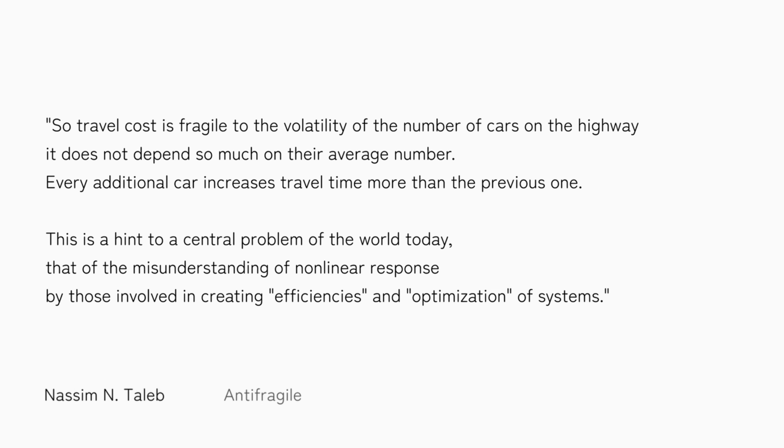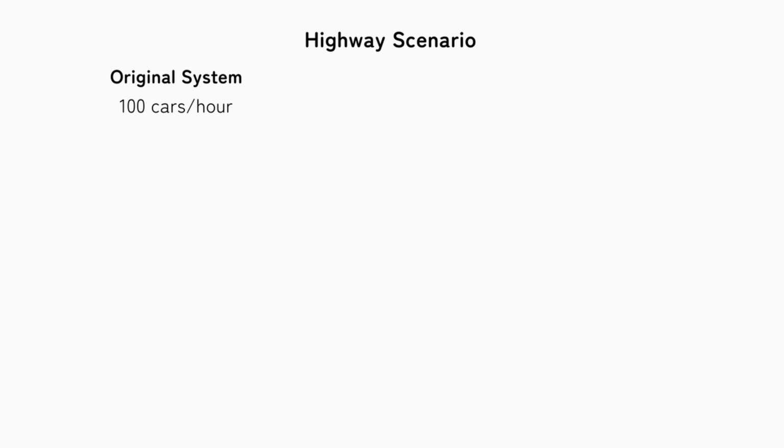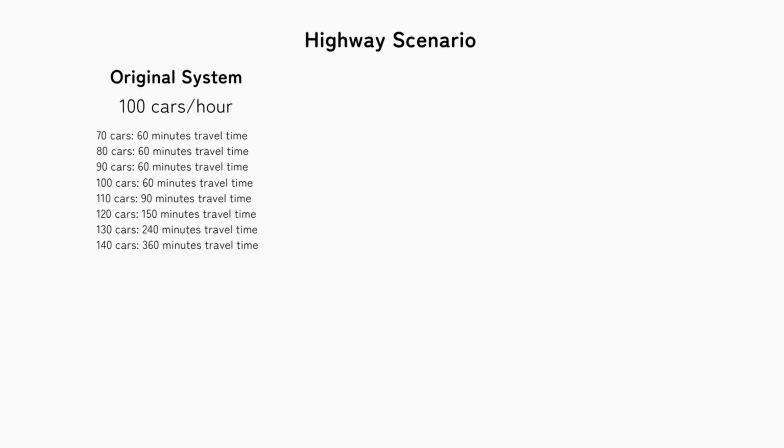To better understand this quote, let's visualize it in an example. Imagine a highway with a capacity of 100 cars per hour for optimal flow. So the system is designed for 100 cars on average per hour. Let's look at how travel time changes as we add cars. What we can see here is that under 100 cars per hour, the travel time is the same, 60 minutes. But the more cars we get, 110, 120, 130, 140 cars, the travel time increases drastically. And now here are Nassim's words: every additional car increases travel time more than the previous one.